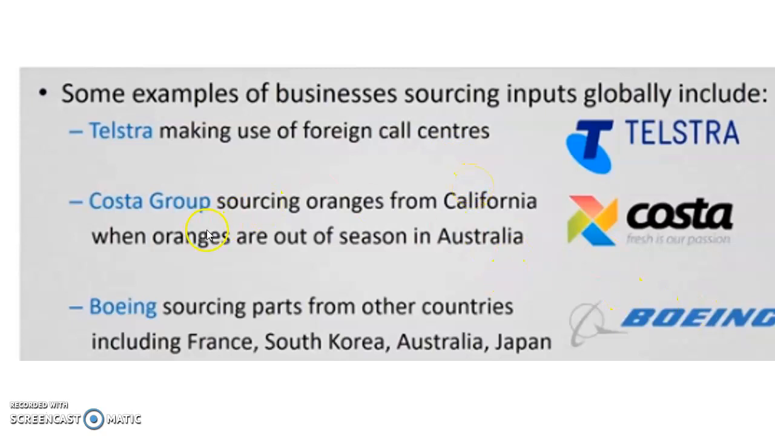Okay. Costa Group sourcing oranges from California when oranges are out of season in Australia. So again, global sourcing from the outside of Australia. Boeing sources parts from other countries including France, South Korea, Australia and Japan. So again, the aircrafts, they're sourcing their parts from other countries and they're assembling it in another country. Okay.